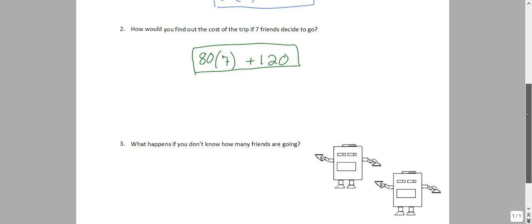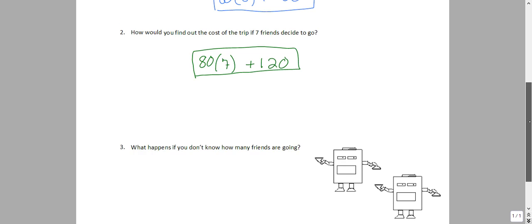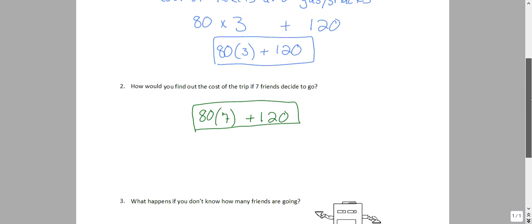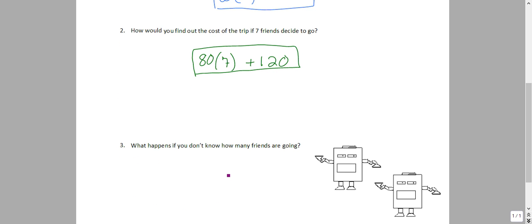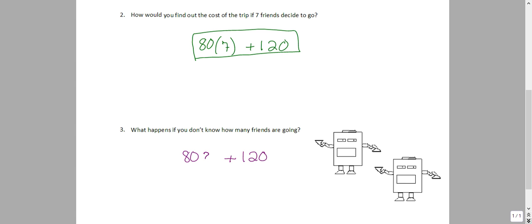Number 3, a little bit different, because now it says what happens if we don't know how many people are going. Well, let's look it up here. We still have cost of tickets, we still have gas and snacks. No matter how many people are going, again, gas and snacks is going to cost us $120. So I know I'm going to add on that 120. No matter how many people are going, I still have $80 per ticket. The piece that I don't know is the one where I substituted in a 3 or a 7. I knew 3 people were going, so I multiplied it by 3. I knew 7 were going, so I multiplied it by 7. I don't know how many people are going, so here I kind of have a question mark.